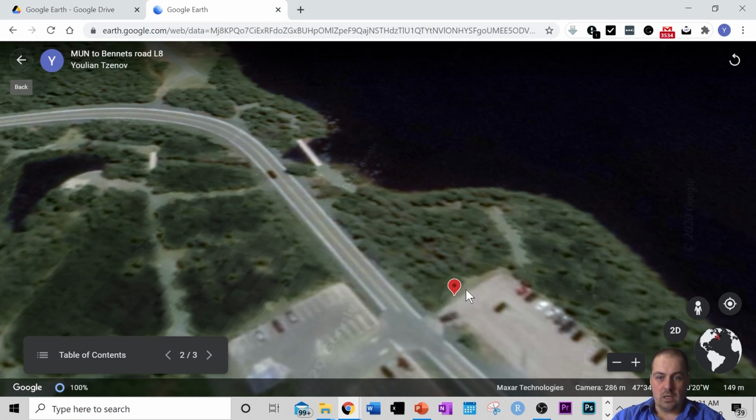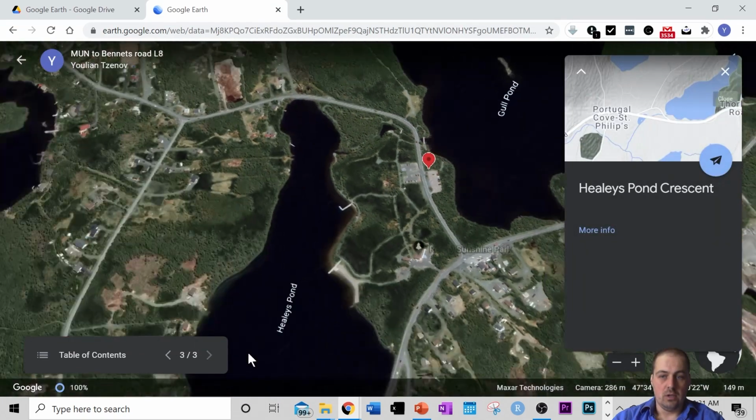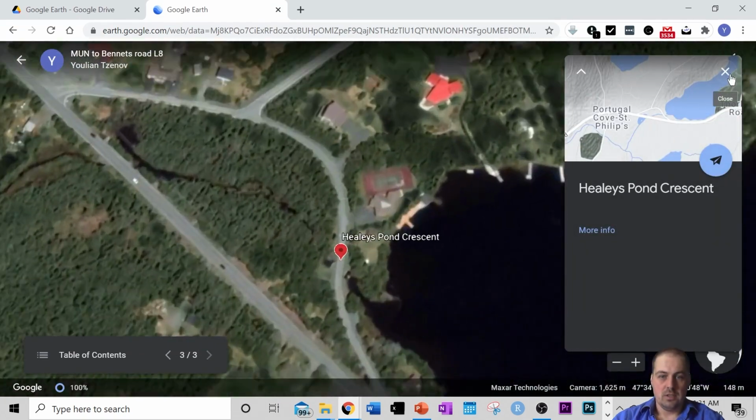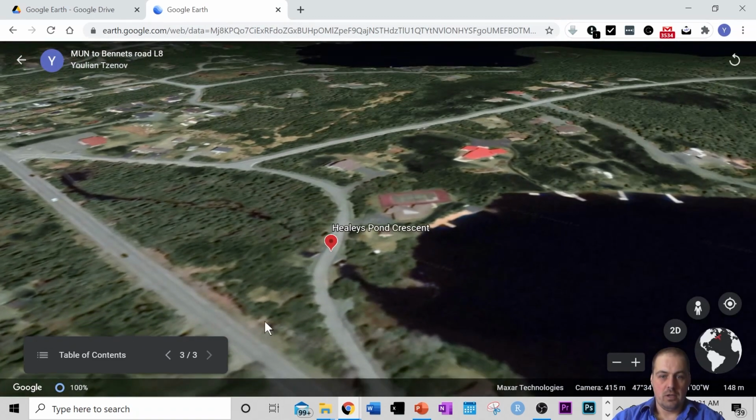This time we collected leaves over in this area, and this was just picked at random just because it had 3 of the different types of leaves that we needed. So once the leaves were collected and processed, then we went back to Healy's Pond Crescent, just like in the first part, and they were submerged in the stream approximately right here.